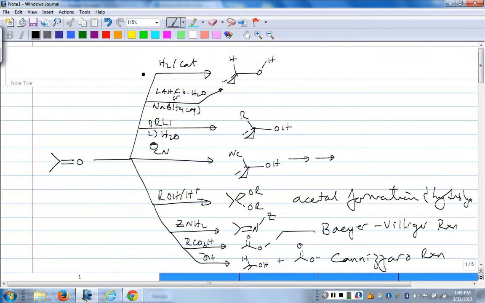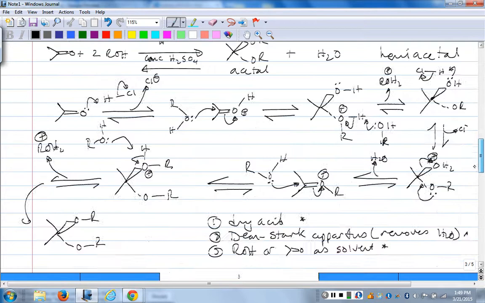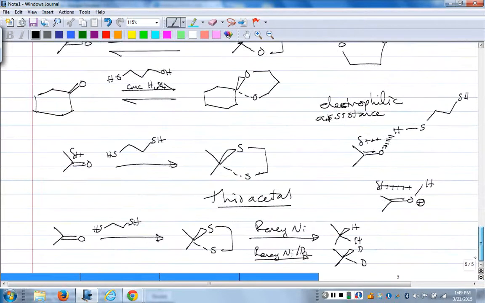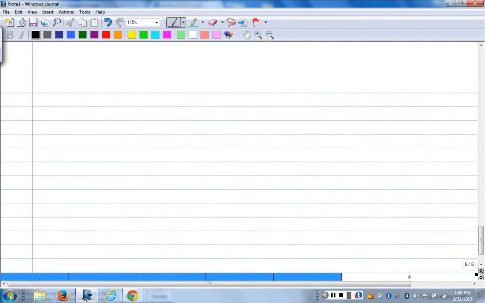We had looked at these already. Okay, so let's look at this one: the reactions of carbonyl compounds with ammonia and its derivatives. So let's get another page. Reaction with ammonia and its derivatives.